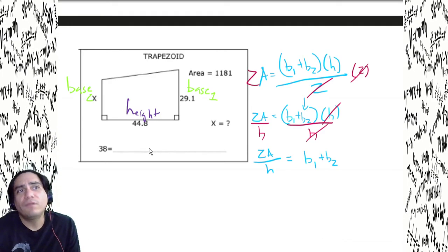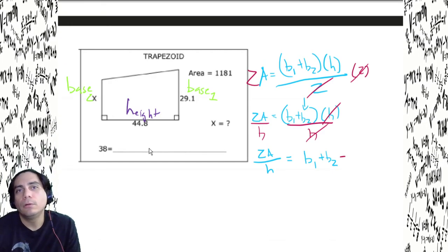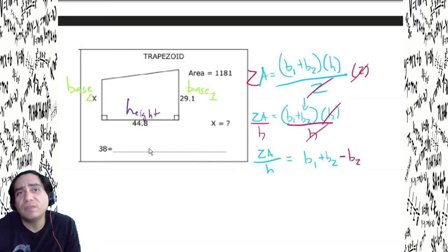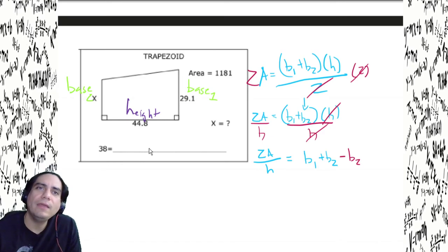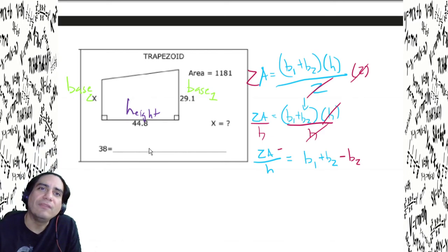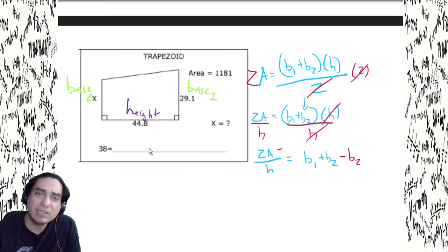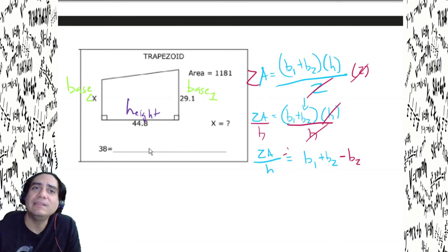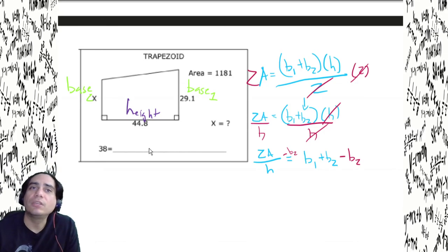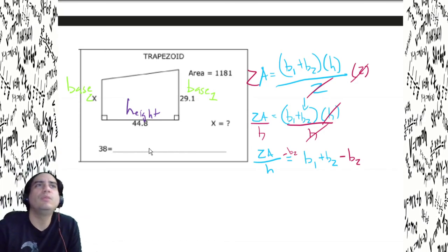So, I'm looking for base 1 or base 2. Doesn't matter. So we're going to have to do the opposite of adding base 2. We're going to subtract it. But whatever we do on the right, we gotta do to the left. Now look, this one's a little bit awkward because I really don't have a lot of space here. So I'm just going to put a minus B2 right here. It's not going to be huge, but we'll rewrite it right now.